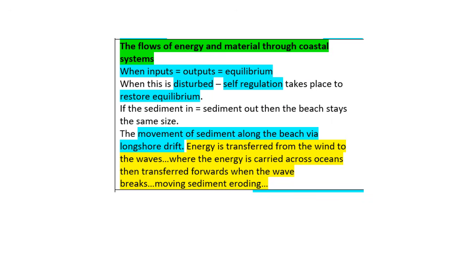So when the inputs are equal to the outputs, we say that the system, remember, is in a state of equilibrium. But if something happens to disturb this equilibrium, self-regulation takes place in order to restore equilibrium. So if the amount of sediment coming onto the beach is equal to the amount of sediment that leaves the beach in a year, that beach stays the same size. So if you remember, we talk about dynamic equilibrium.